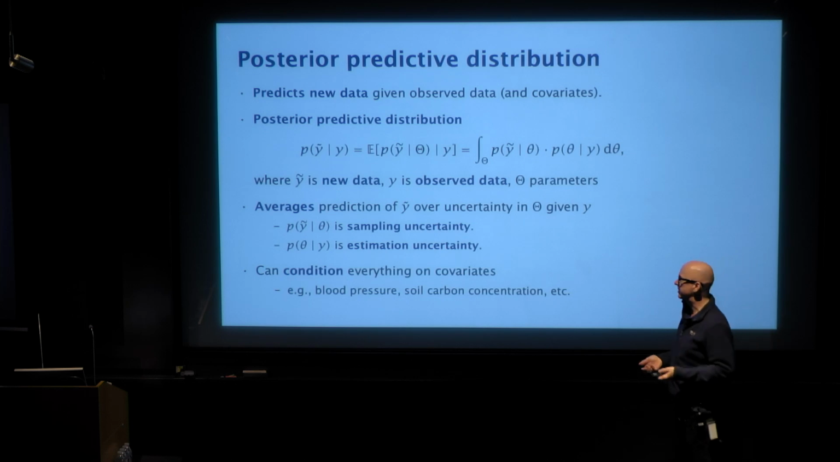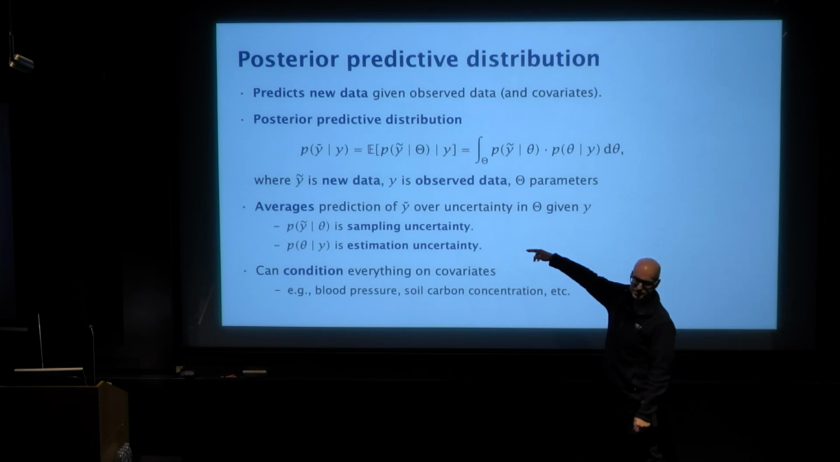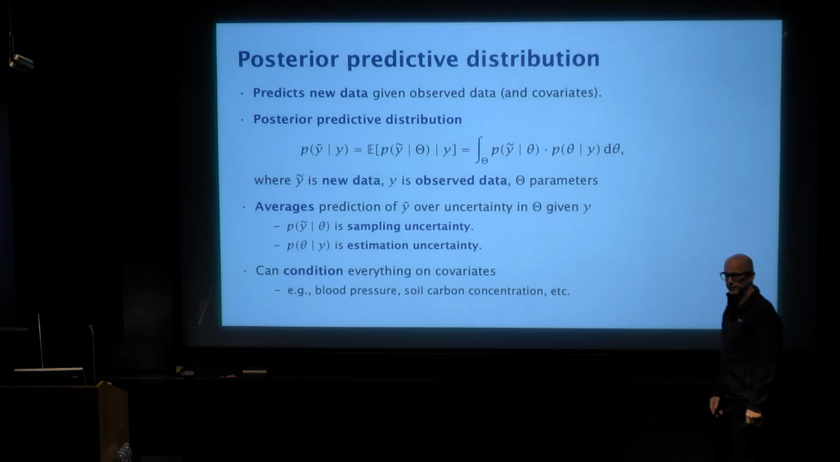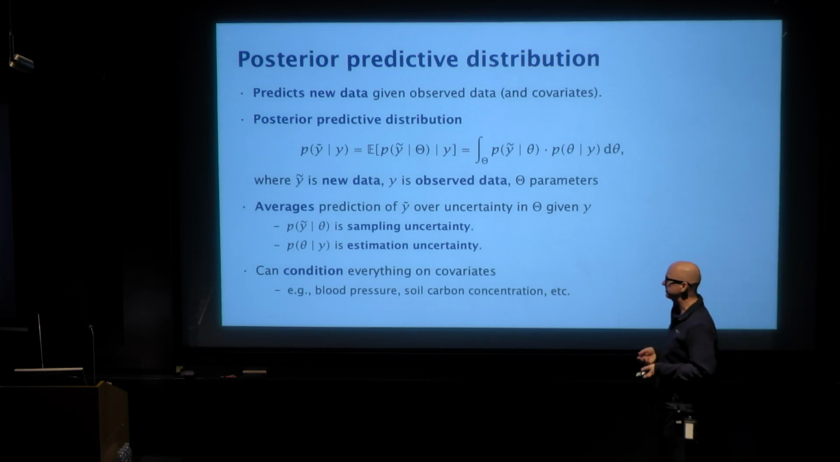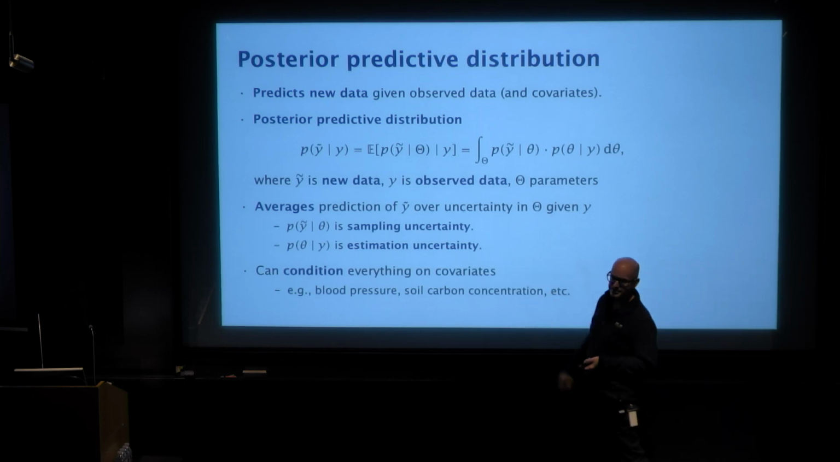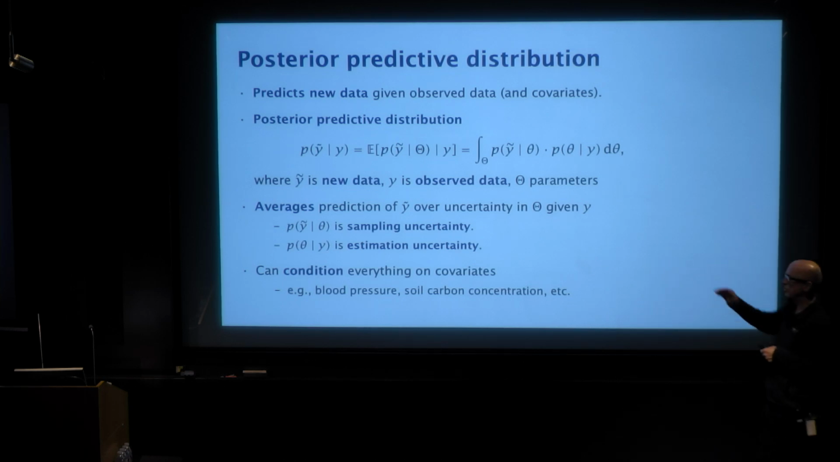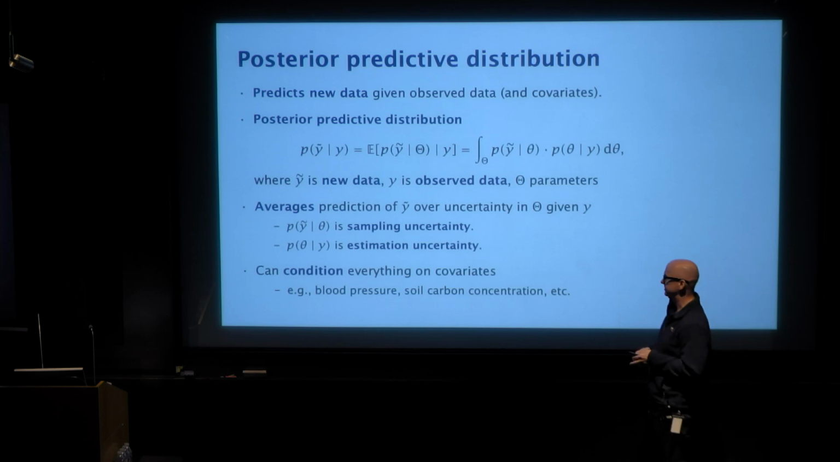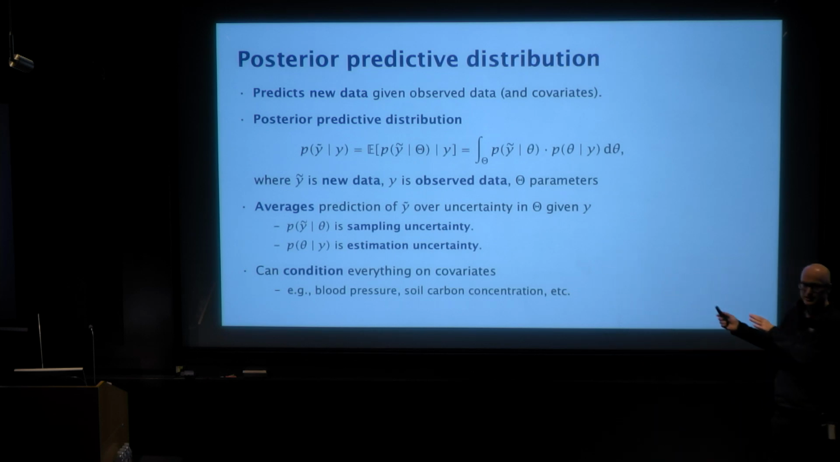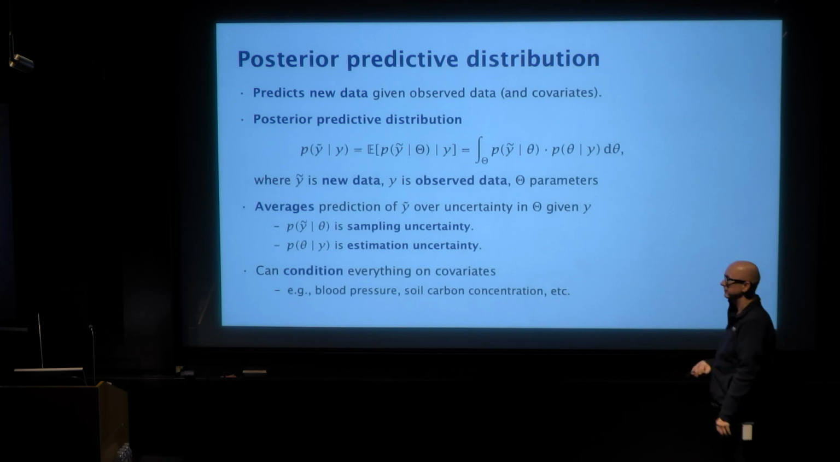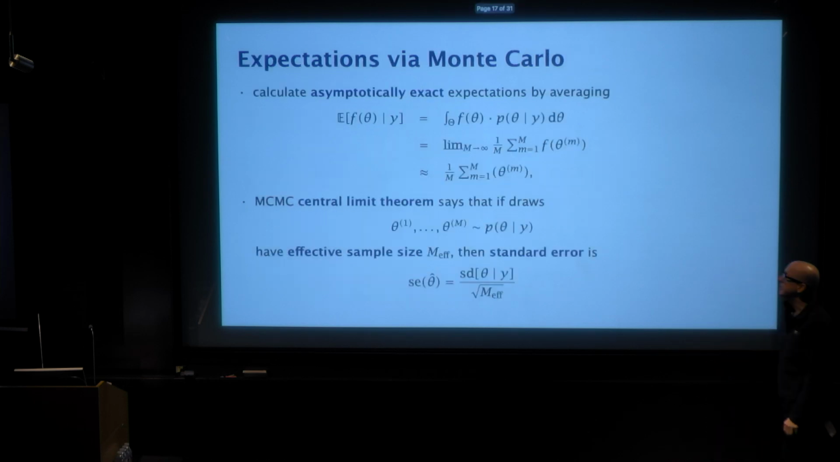No matter how much data we get, we're never going to reduce the sampling uncertainty. That's just because I'm flipping coins, I'm engaged in something that's very random. But the p of theta given y is estimation uncertainty. That's going to shrink as I get more and more data. I'm going to get more and more certain about that, and then all I'll be left with is sampling uncertainty. And of course, when we're doing this, we can condition everything on features or covariates. I've just dropped all of that from the notation.